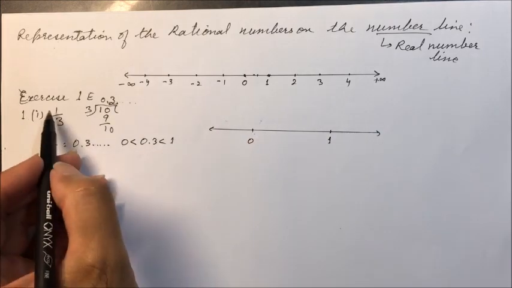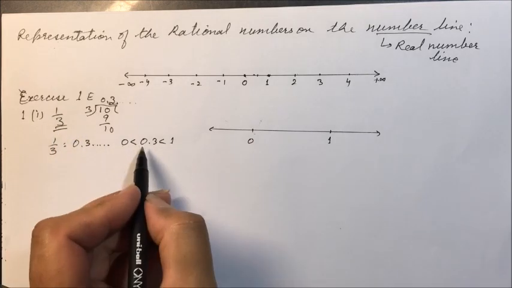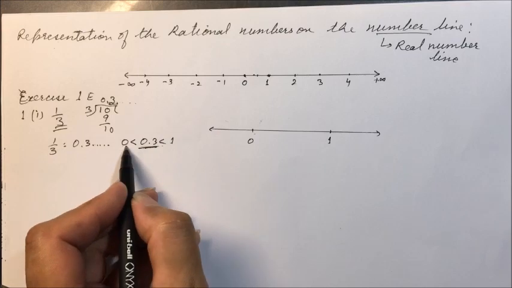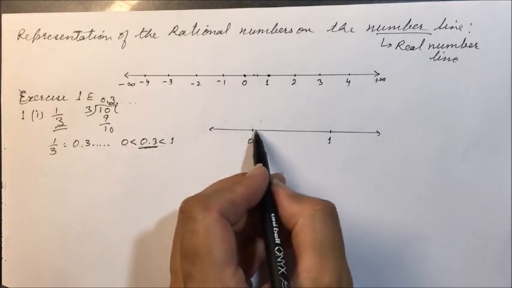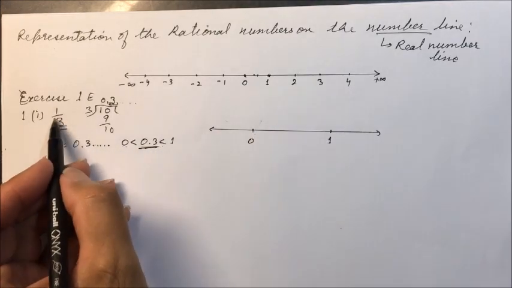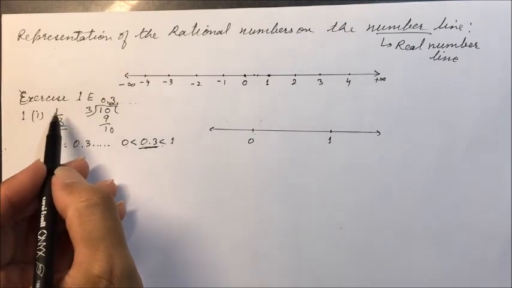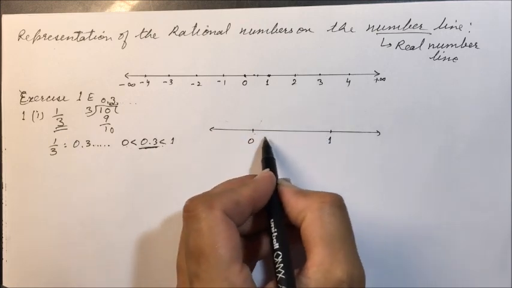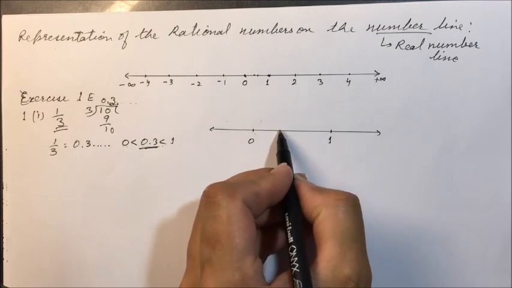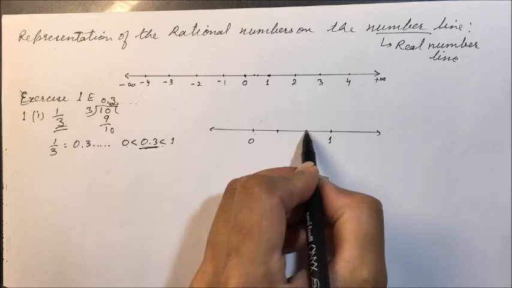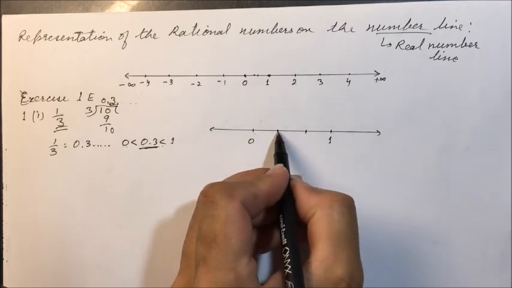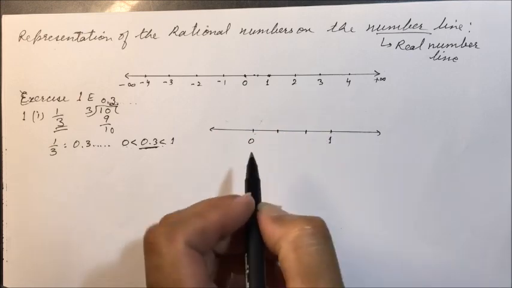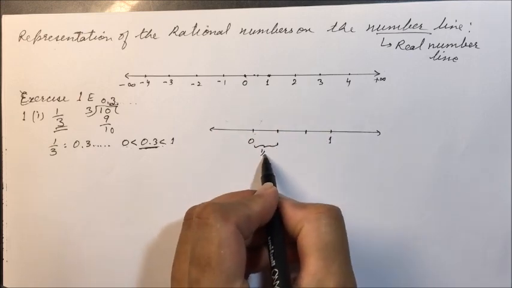Now we have to represent 1 by 3. We know where it lies. When we convert it into decimal, we are able to figure out where this number will lie. It will lie between 0 and 1. Now for 1 by 3, this whole length is divided into 3 parts. So from 0, 1 by 3 part, from here to here, 1 by 3 part, from here to here, 1 by 3 part. So this is how much? 1 by 3 part.